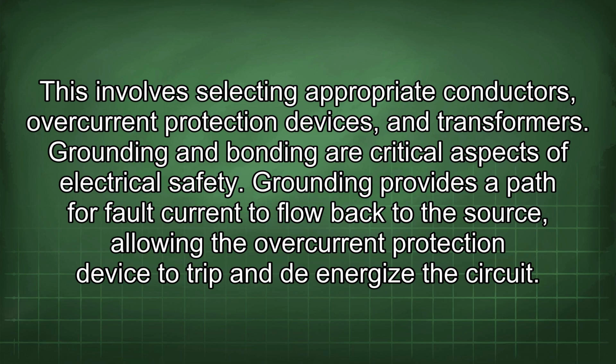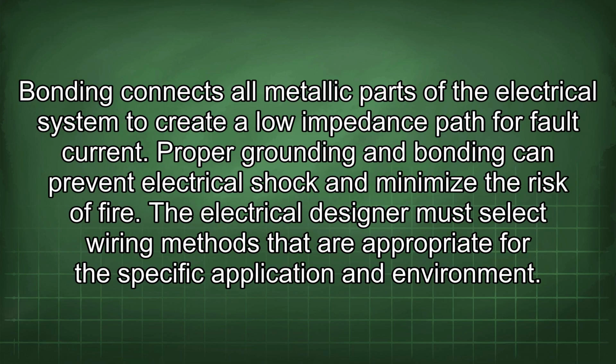Grounding and bonding are critical aspects of electrical safety. Grounding provides a path for fault current to flow back to the source, allowing the overcurrent protection device to trip and de-energize the circuit. Bonding connects all metallic parts of the electrical system to create a low impedance path for fault current. Proper grounding and bonding can prevent electrical shock and minimize the risk of fire.